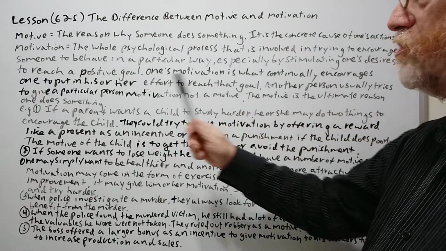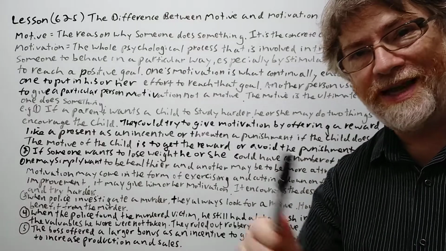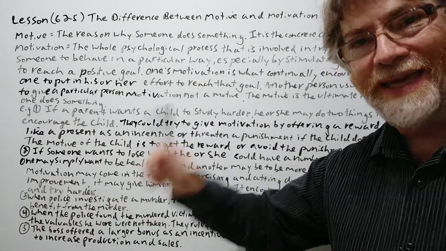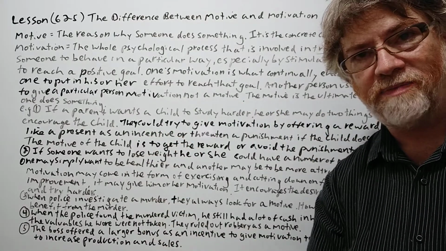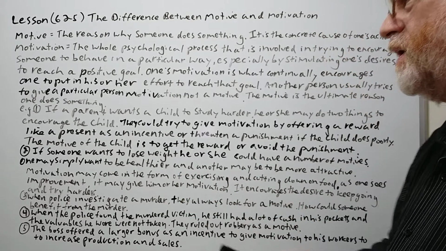Another person usually tries to give a person motivation, not a motive. They're not giving you the motive, they're giving you motivation. They're trying to continually encourage you. The motive is the ultimate reason one does something. Okay, and we have a number of examples to try to help clarify this.